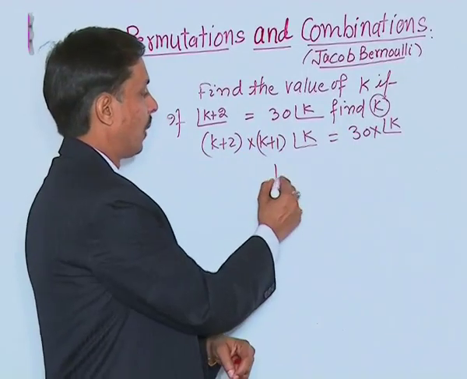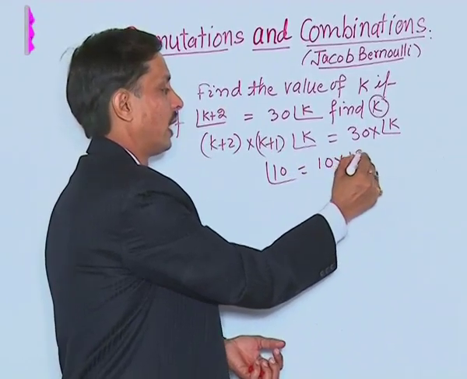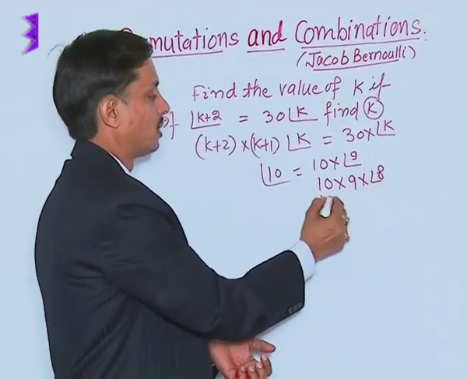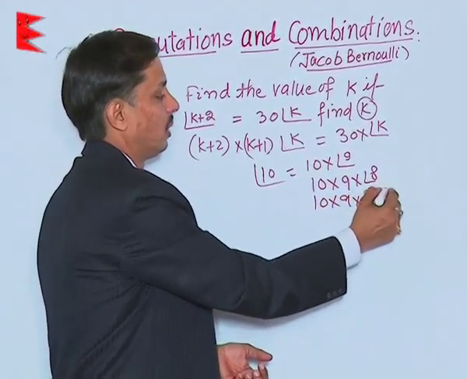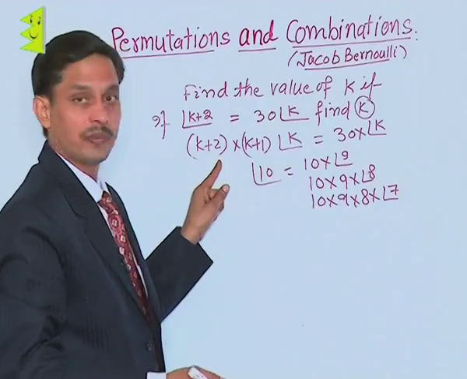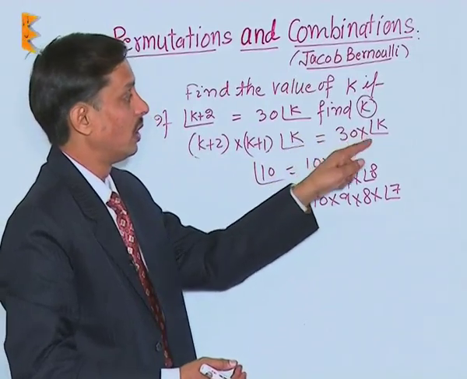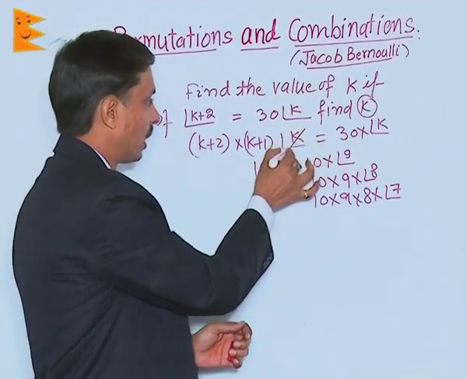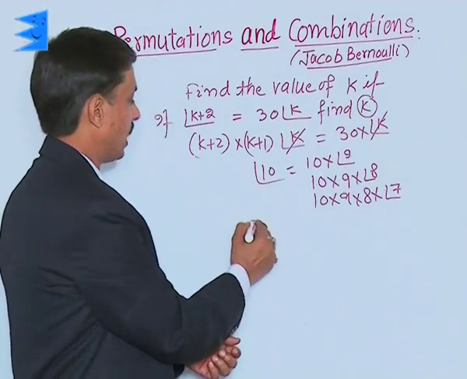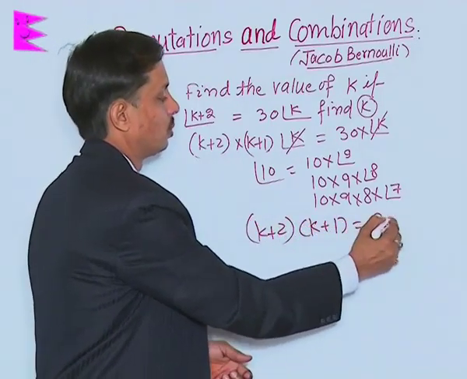As you know, if factorial 10 is written, I can write it as either 10 into factorial 9, or 10 into 9 into factorial 8, or 10 into 9 into 8 into factorial 7, and so on. So it is k plus 2, k plus 1, and 1 less than it is factorial k, which is equal to 30 into factorial k. So factorial k and factorial k get cancelled, as k cannot be equal to 0. So we are getting k plus 2 into k plus 1 is equal to 30.